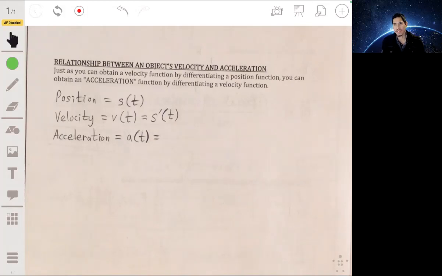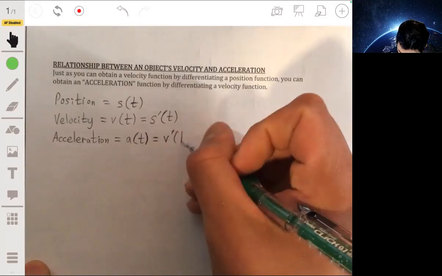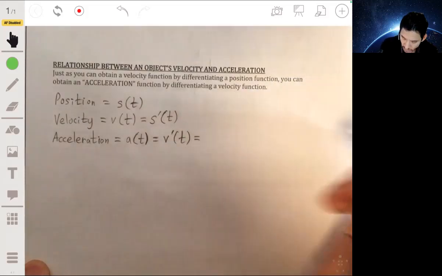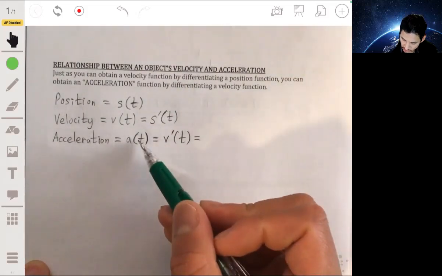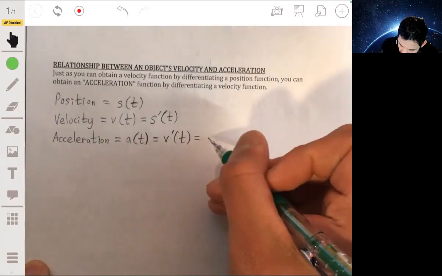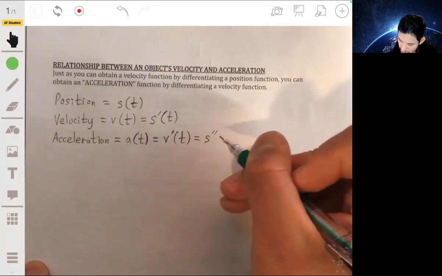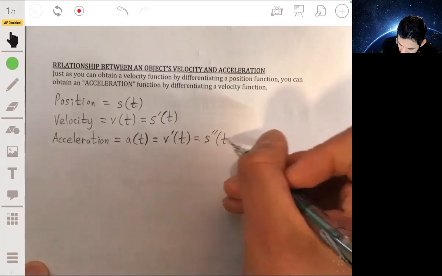Now, I say rate of change because typically we think of acceleration as going faster, but acceleration is also technically when you slow down. So we say acceleration is the rate of change of velocity, or acceleration is the derivative of velocity, the first derivative of velocity, which means that if acceleration is the derivative of velocity, that means the derivative of velocity is the derivative of the position. So v prime of t is equal to s double prime of t.